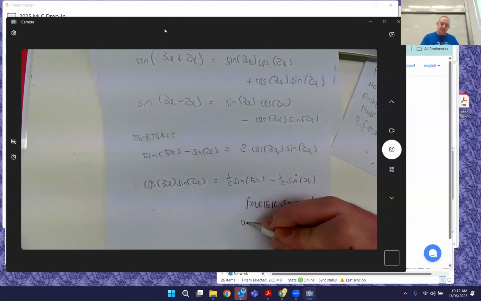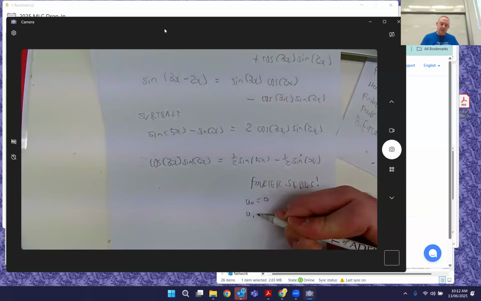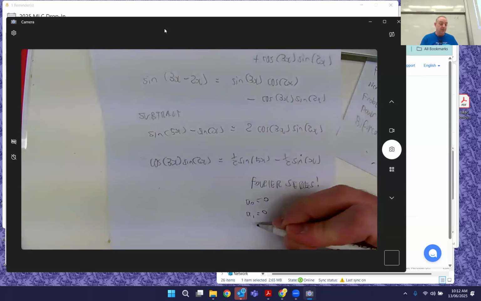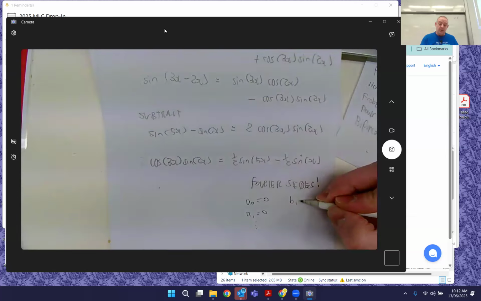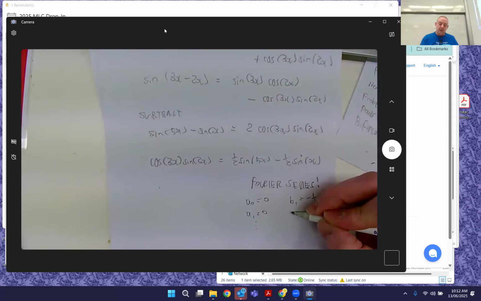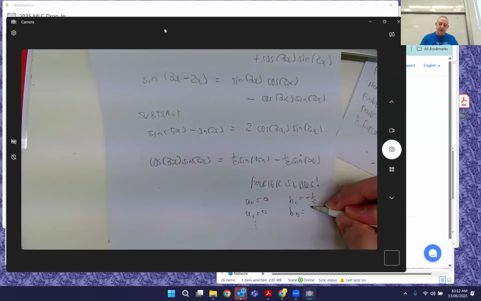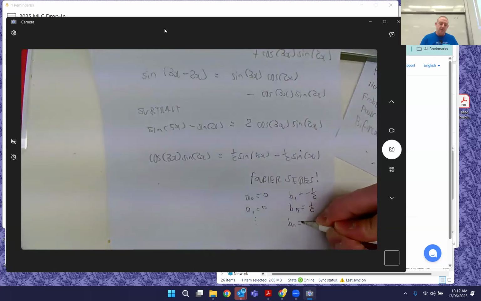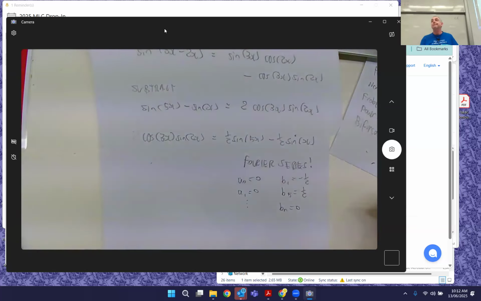So I've got that A0 is 0, and all the A's are 0, and B1 is minus a half, and B5 is a half, and all the other B's are 0. That's a Fourier series. It's just that most of the coefficients are 0, so it doesn't go on forever.